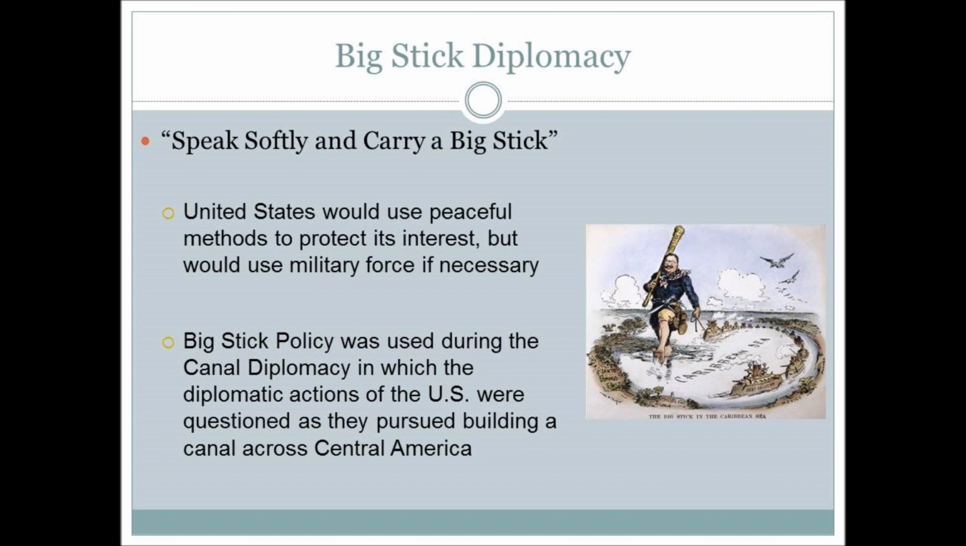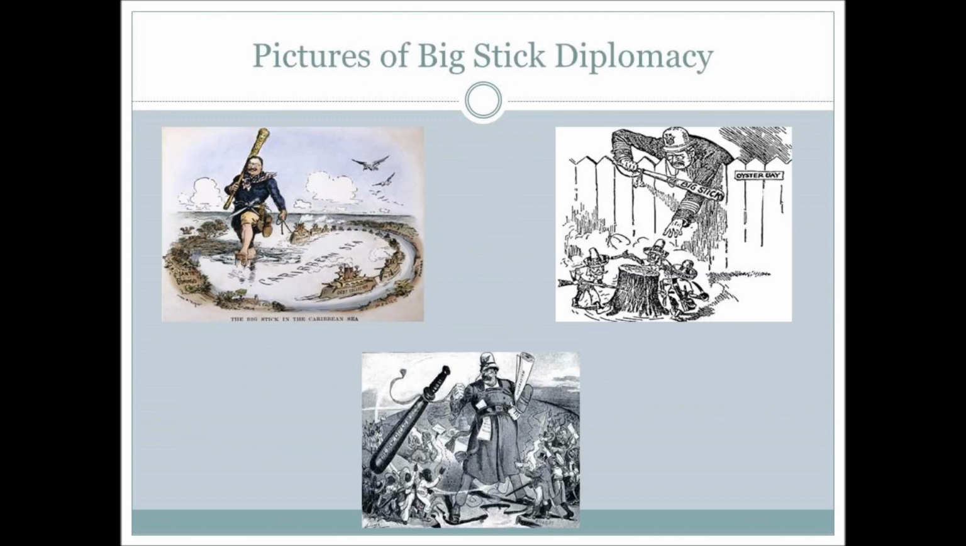All right. And really, with this, the United States would use peaceful methods to protect its interests, but if necessary, they would use military force. All right. Big stick diplomacy was used during the canal diplomacy, which we're going to talk about in a second, in which the diplomatic actions of the U.S. were questioned as they pursued building a canal across Central America. During this time, a lot of European countries and a lot of Latin American countries too are starting to look at the United States as kind of a bully. All right, that kind of they flex their muscles and get what they want because they are the most powerful country, and we're going to talk about that more right now.